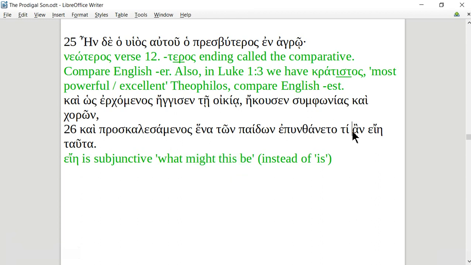So the subjunctive often goes with this an. This little small word here is often followed by the subjunctive. So I suppose it's because of the uncertainty about what's happening. So he said, what on earth is this? What's going on?